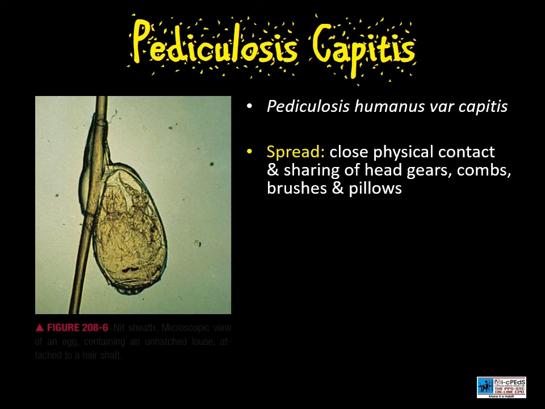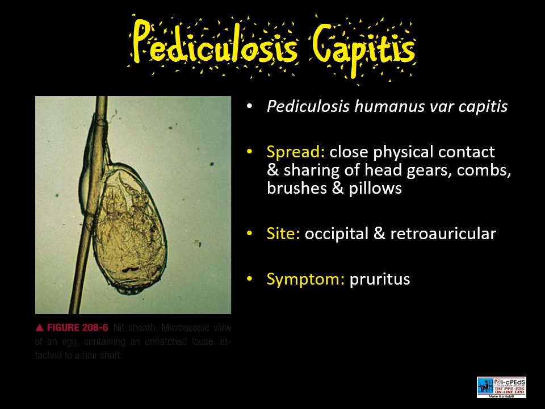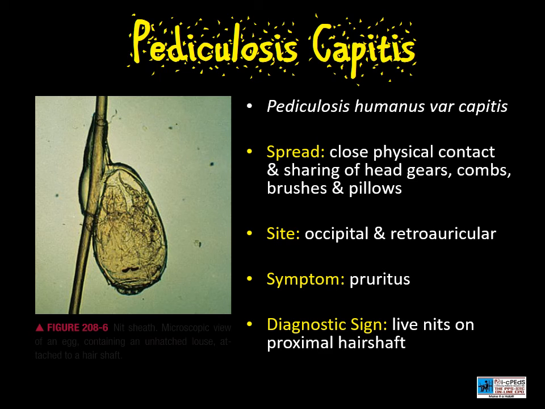When symptoms are noted, they may include a tickling feeling of something moving in the hair, itching caused by an allergic reaction to the louse saliva, and irritability. Secondary bacterial infection may be a complication. On examination, look closely at the occipital and retroauricular area where you will find live nits on the proximal hair shaft.